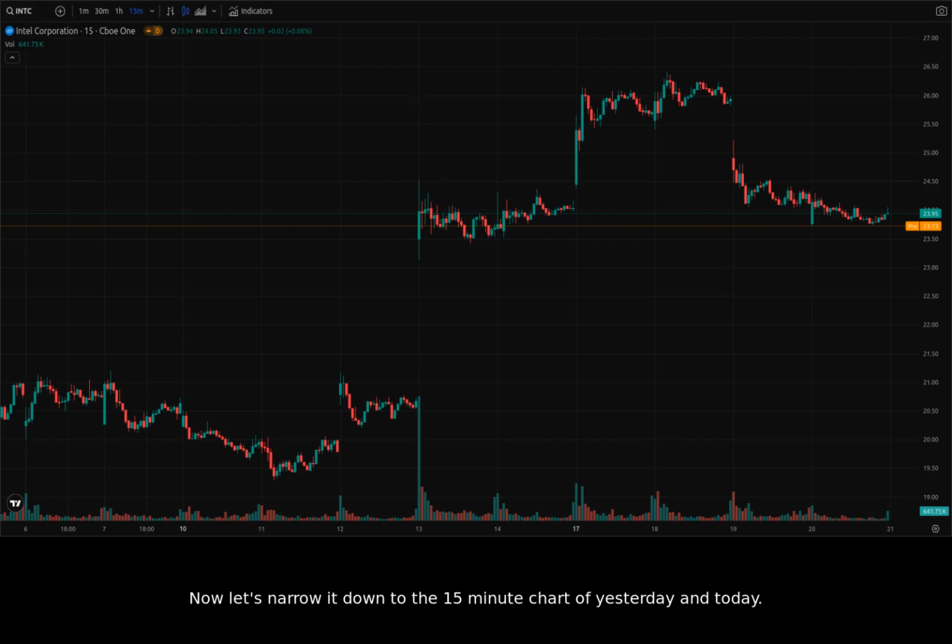Now let's narrow it down to the 15-minute chart of yesterday and today. Here's a 15-minute chart for intraday analysis. The price is bouncing around $24 with small fluctuations. It is a good sign that it's trying to return to 24, where there's resistance from earlier in the month.